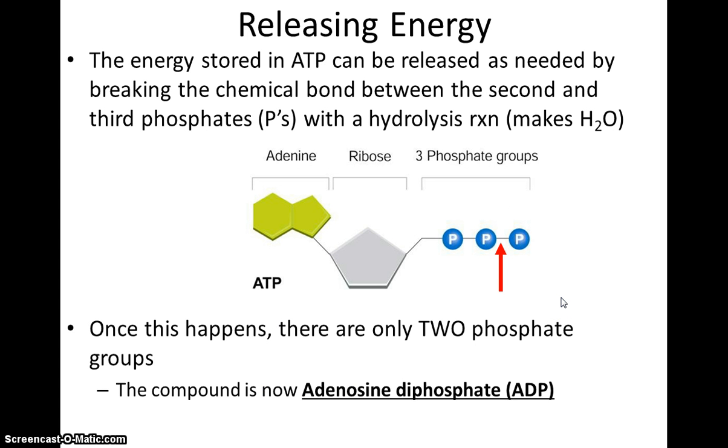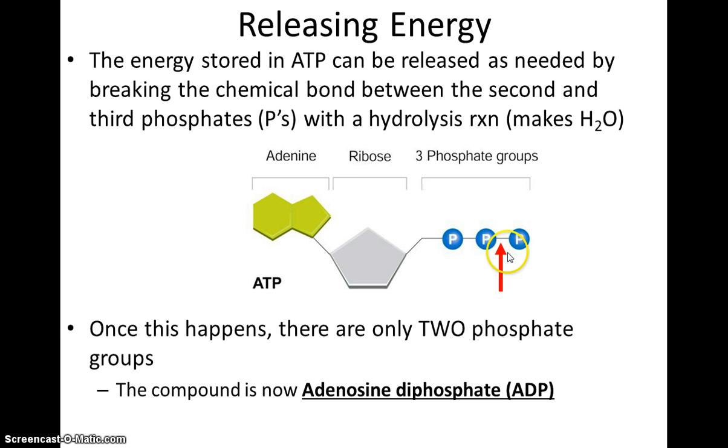ATP is going to release energy when this bond between the last 2 phosphate groups is actually broken. When this is broken, this process is going to go through what's called a hydrolysis reaction, and that's just a specific type of reaction where one of the products or one of the things that is made is water. So again, the energy is actually released from this ATP molecule when this bond is broken. There's a lot of energy in that bond, and when it's broken, that energy is released.